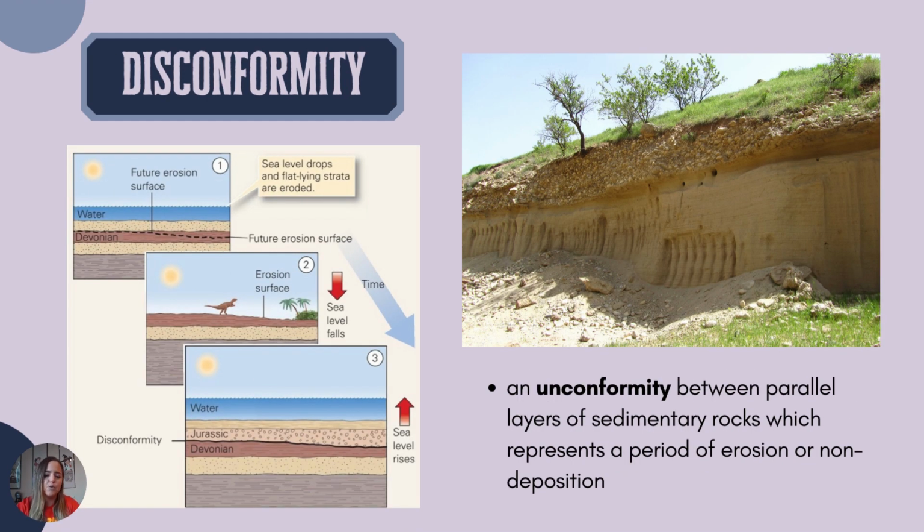Now with disconformity, it's a similar process, but we're working with only sedimentary rocks here. In time 1 on the left, you see a bunch of sediments deposited, and then further erosion of those sediments. After that erosion, you have more deposition of more sedimentary rocks, and that contact between the two is a disconformity.